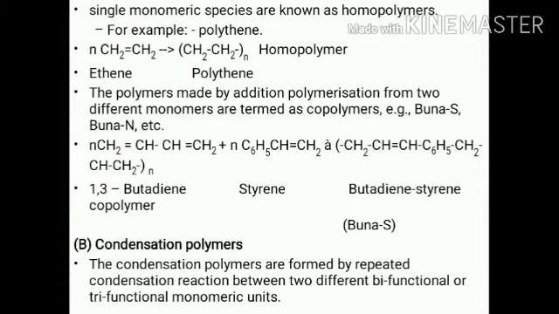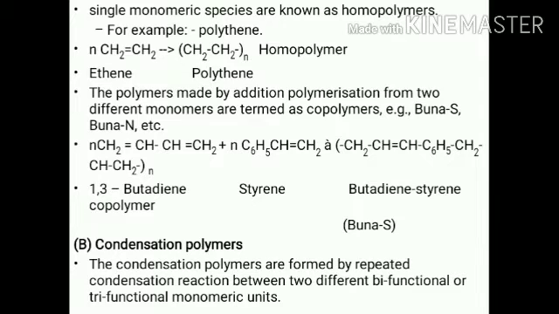Okay, now Buna S, and what is the monomer of Buna N? 1,3-butadiene plus polyacrylonitrile. The formula of polyacrylonitrile is CH2=CH-CN. This is called polymerization. This is called addition polymers.